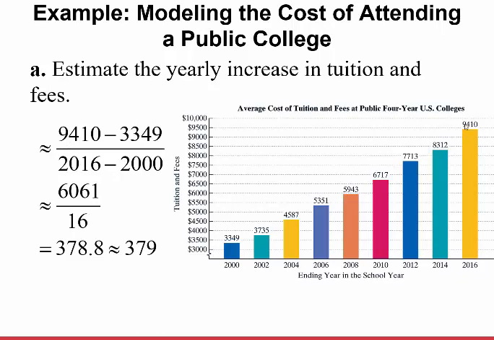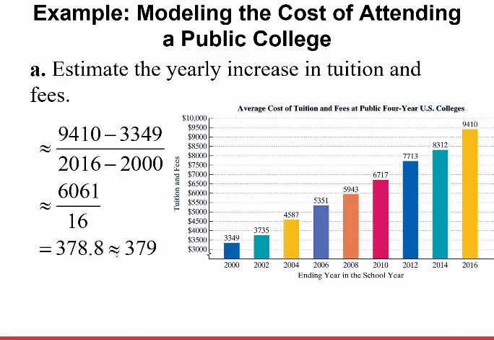So take the final value you have, $9,410, and subtract your first value. 9,410 minus 3,349 gets me $6,061. So from 2000 to 2016, it's increased $6,061. But that's the total increase, so how much per year? Well, the difference in years, 2016 minus 2000, is 16 years. To find the average per year, you divide these two numbers.